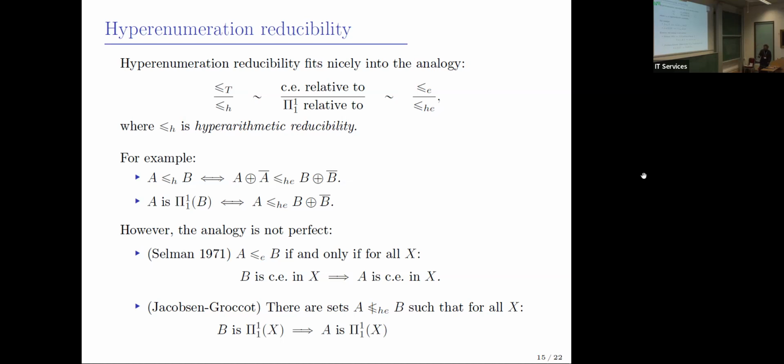And it's worse than that in some sense. For the A and B he constructs, this is true uniformly. So even a weaker version of Selman's theorem doesn't carry over into the hyperenumeration degrees, which is, I don't know, a little surprising. Okay, so that's an advertisement for Josiah's work.